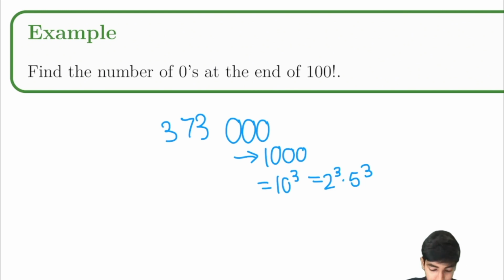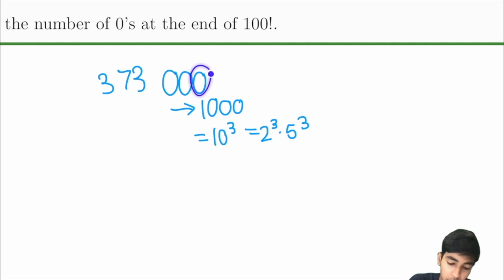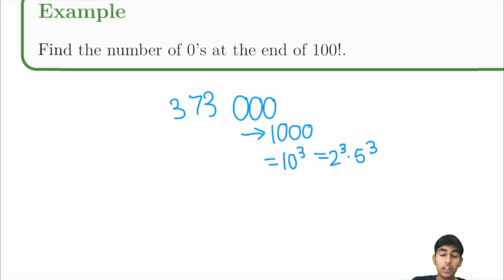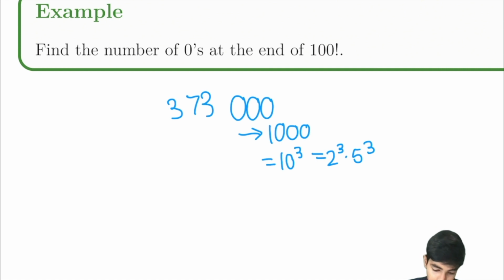So, as you can see here, for each 0, there has to be a multiple of 10. There has to be one factor of 10. And for each factor of 10, we need a factor of 2 and a factor of 5. So all we essentially have to do here is to find the number of zeros at the end of 100 factorial, we just have to find the number of powers of 2 in the prime factorization and the number of powers of 5 in the prime factorization.